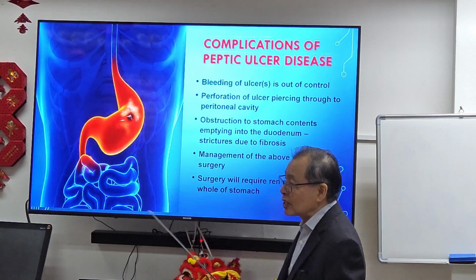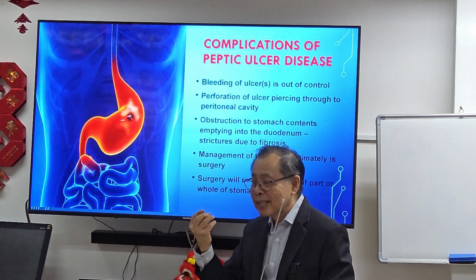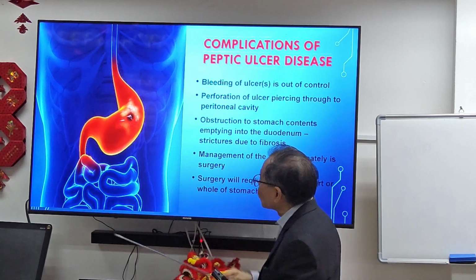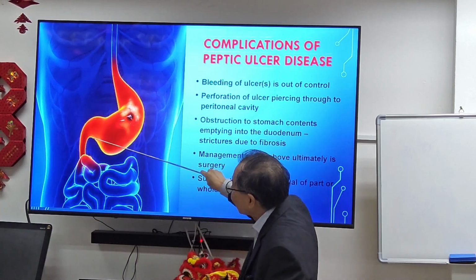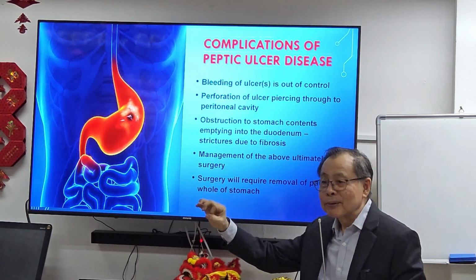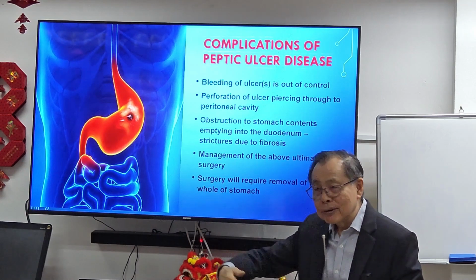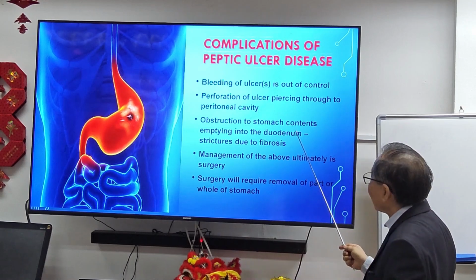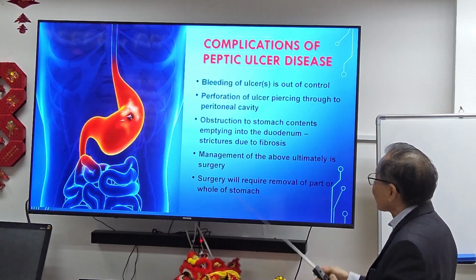Obstruction is due to fibrosis. In other words, if you have ulcers and they heal, you have fibrous tissue. So if the fibrosis is in this area, it will cause the passage to become narrow and block the flow of stomach contents into the intestine, and therefore your stomach gets bloated.